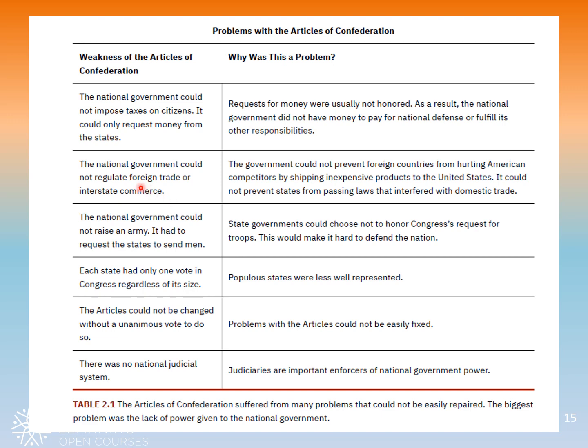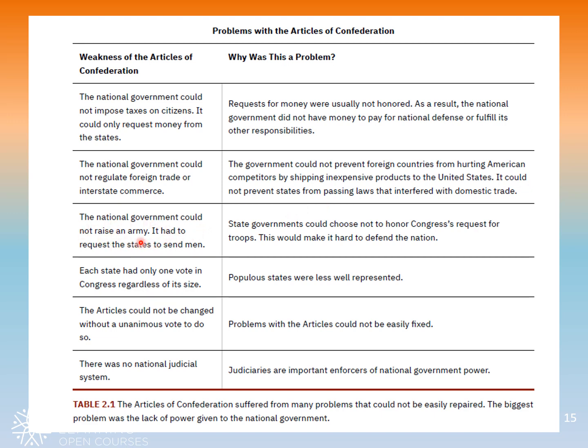The national government could not regulate foreign trade or interstate commerce. It could not prevent foreign countries from hurting American competitors by shipping inexpensive products to the United States. It could not prevent states from passing laws that interfered with domestic trade. It really could not regulate state authority.